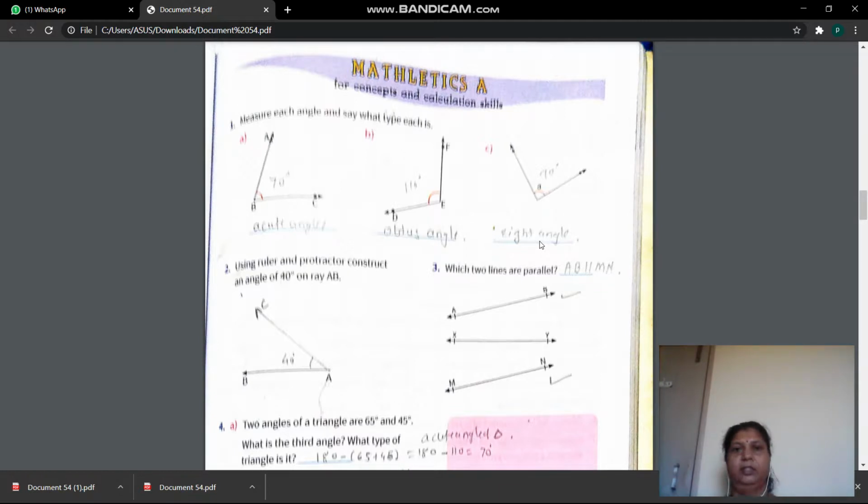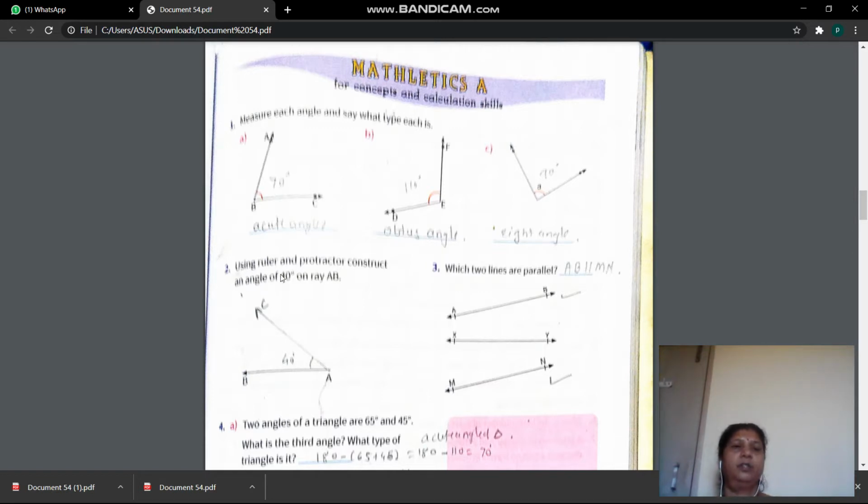Okay, everyone has independently measured these angles with the help of a protractor. Then only you have to write the measurement here. Then you have to think about it. Maybe it is less than 90 degrees, greater than 90 degrees or 90 degrees, and then you have to write the answers. Okay, so let's start the second question.